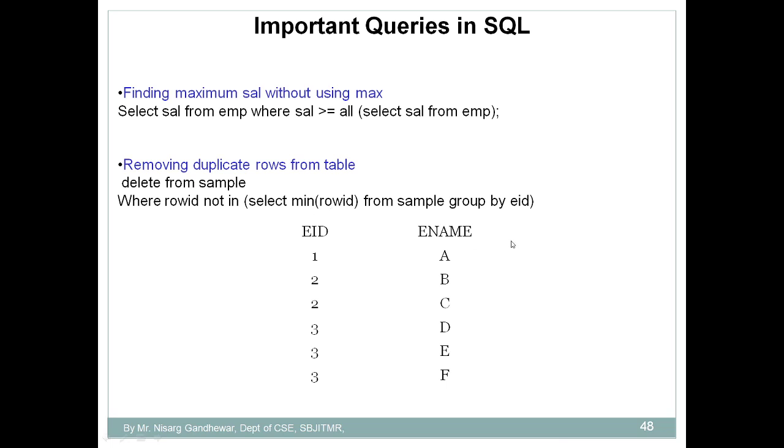If you remember, what is a row ID? Row ID is nothing but a column. Row ID is a pseudo column which is attached to every row of the table. Row ID represents the unique ID that is given to every row of the table. So row ID is unique in nature, and it is a unique number that is given to every row of the table. So in that case what we have done: select minimum of row ID from sample group by EID.